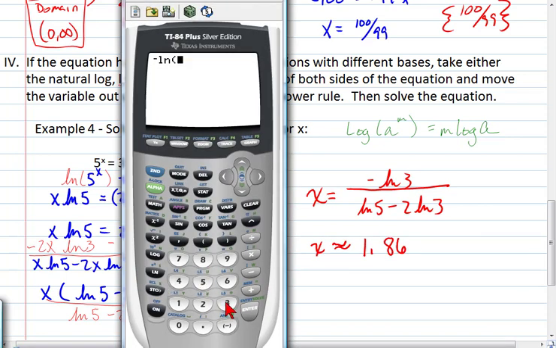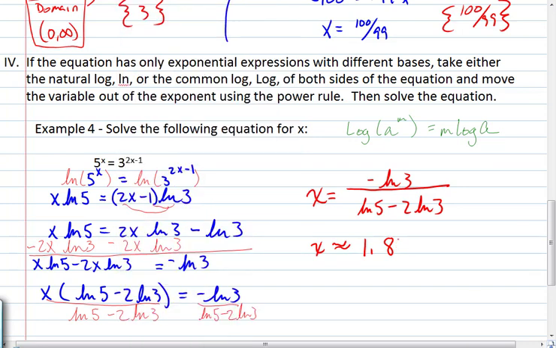Negative natural log 3 divided by, open parentheses for the denominator, and this is what most people forget. Don't you forget it. Then it's the natural log of 5, close the parentheses for the argument, minus 2 natural log 3. And if you don't close the parentheses here, your calculator will close them at the end. And it is 1.869, so that's going to be 1.87. I want to round it to 2 places.